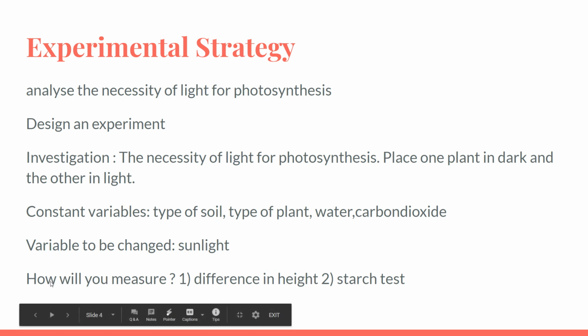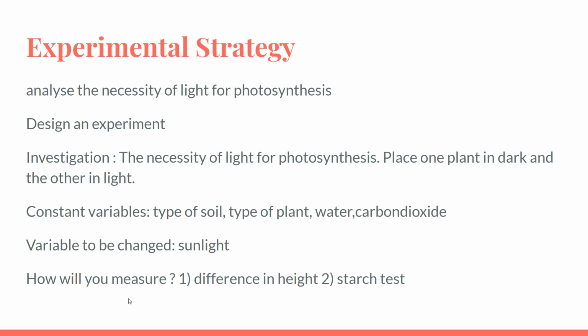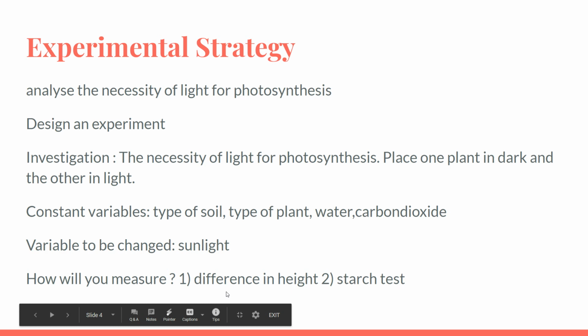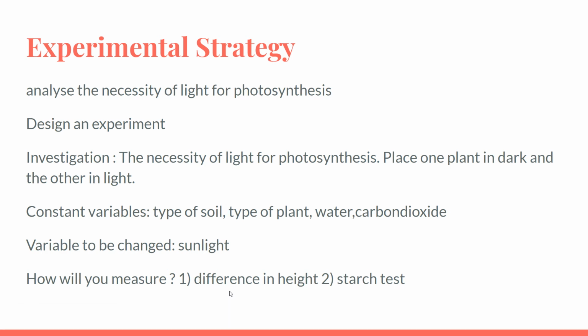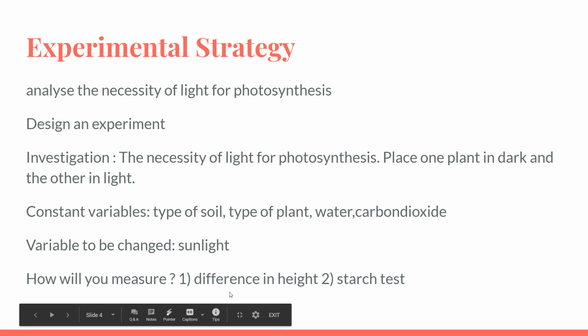Now, how are you basically going to measure which plant photosynthesized more compared to the other plant? For that purpose, you can see the difference in height, since more photosynthesis means more nutrients and more increase in height and growth, right? So you can measure the difference between the initial and the final height, or you can do a starch test in which you can see how much starch is present in each of those plants.